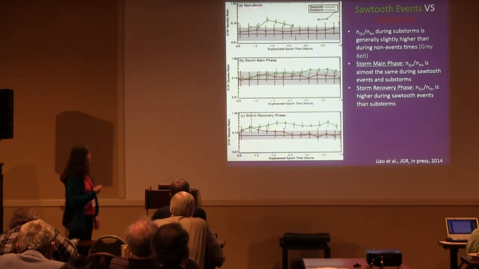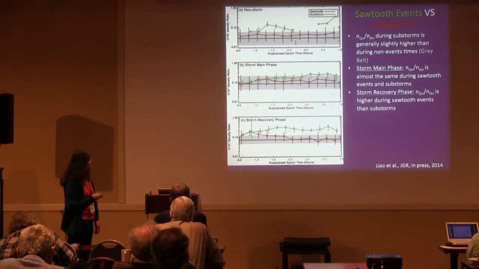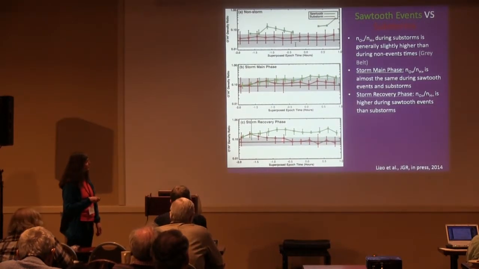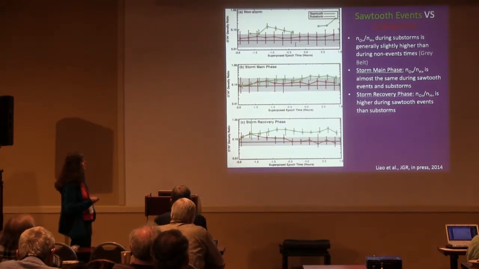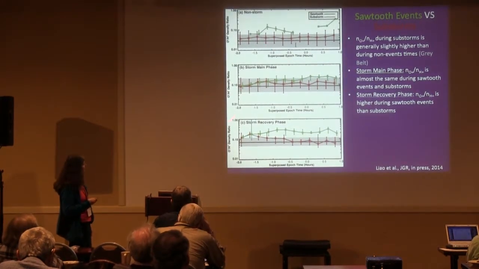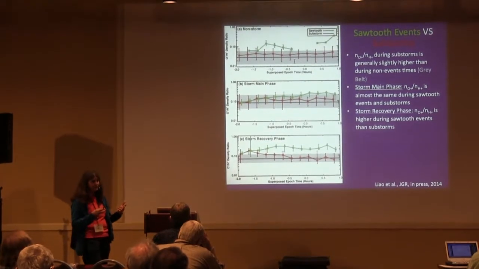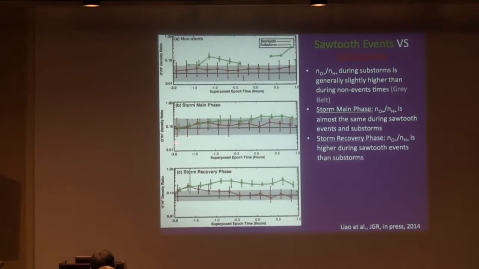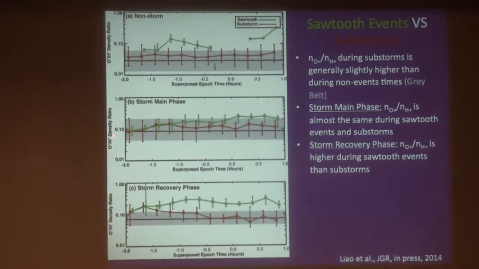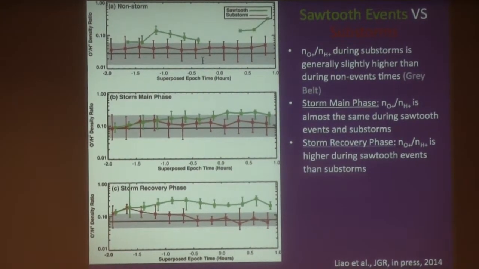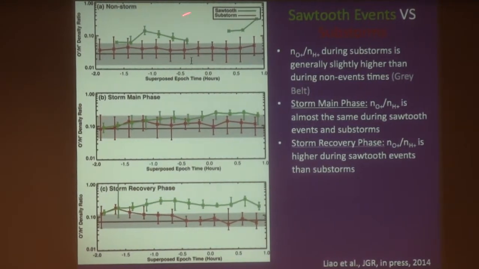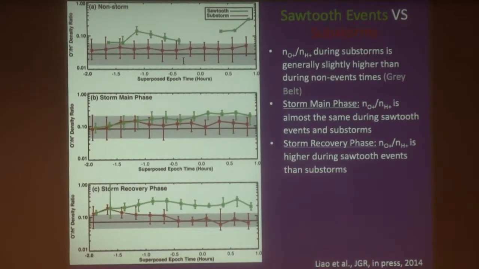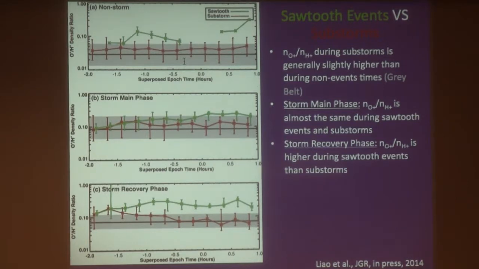So this shows the non-storm data, substorms and sawtooth events. These are the ones that occur during storm main phase, and this is during storm recovery phase. Now the gray bars on these show just what the average composition is when there aren't any events, and you can clearly see that from non-storm to storm times, no matter what, there is significantly higher oxygen. There was only one sawtooth event that occurred during non-storm time. It is associated with higher than average oxygen.